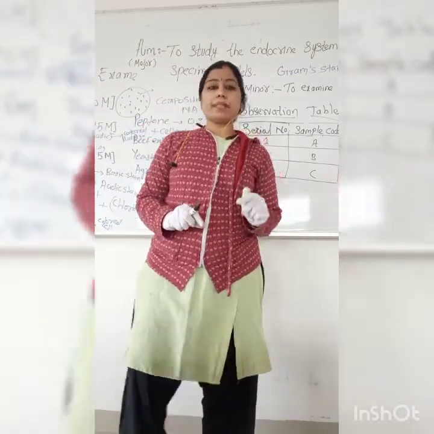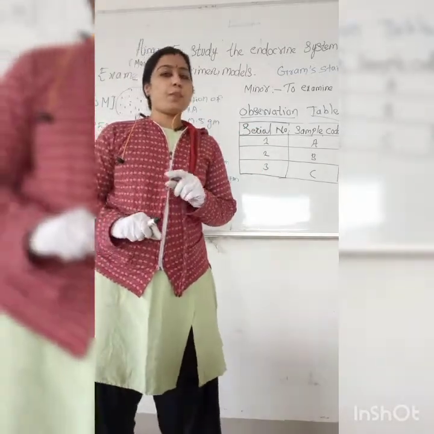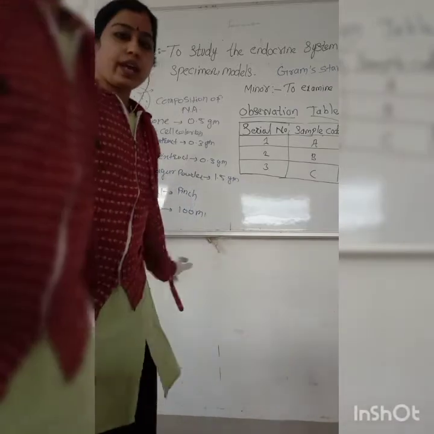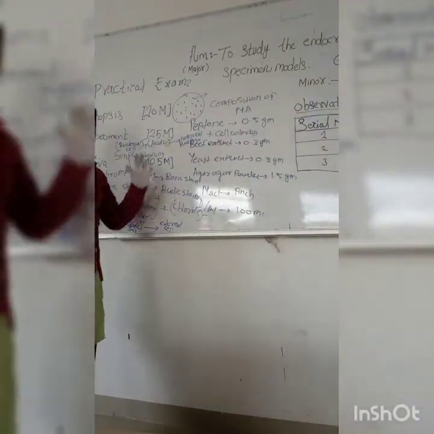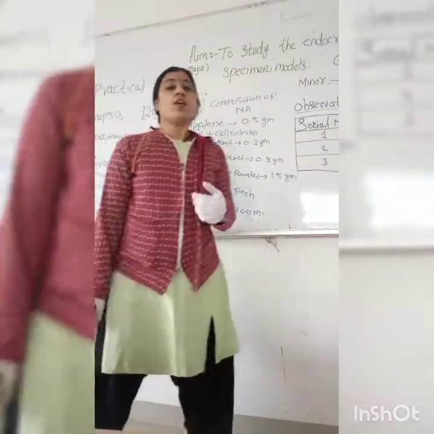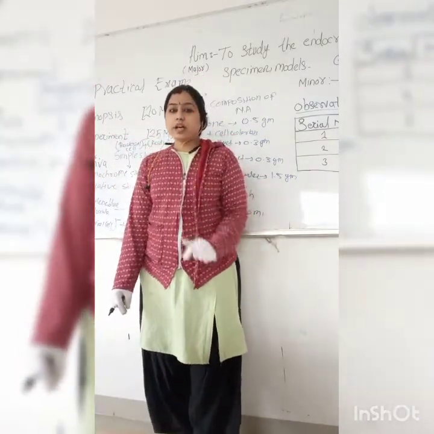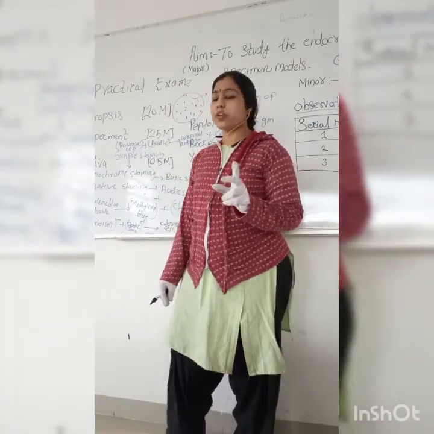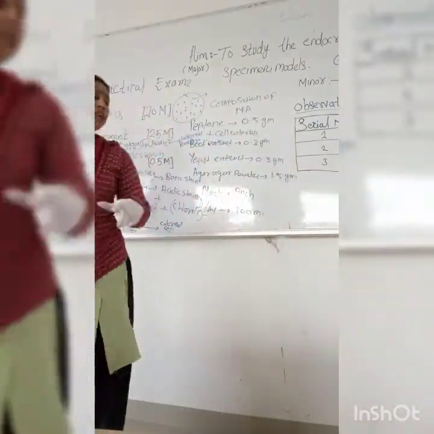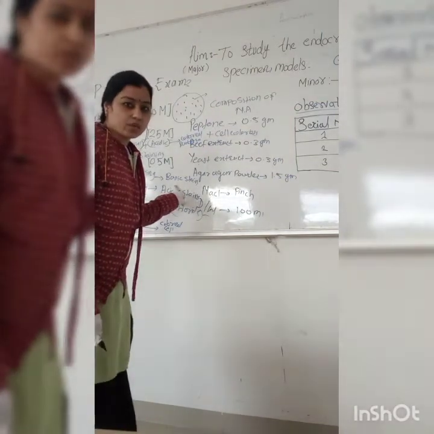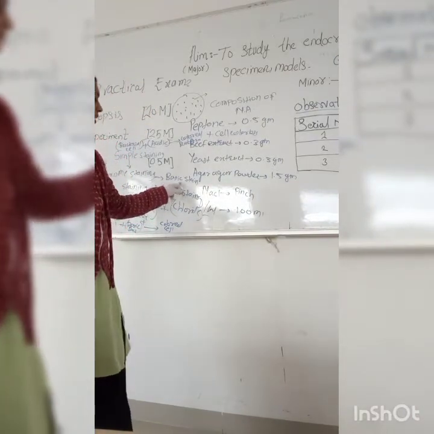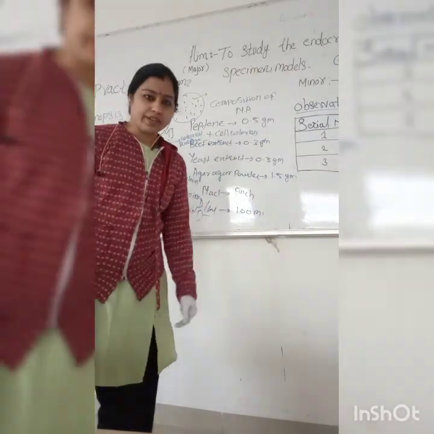So what is simple staining? Simple staining includes monochrome staining and negative staining, which we learned about. In monochrome staining, in simple staining, we are going to use one stain, and that is a basic stain. So what is a basic stain? A basic stain carries a positive charge.